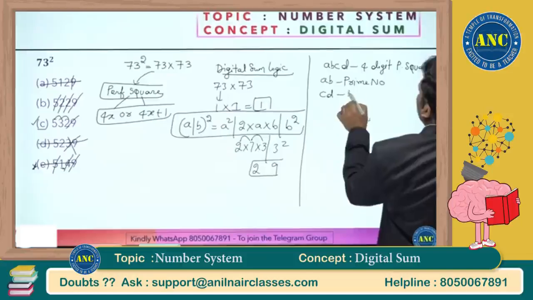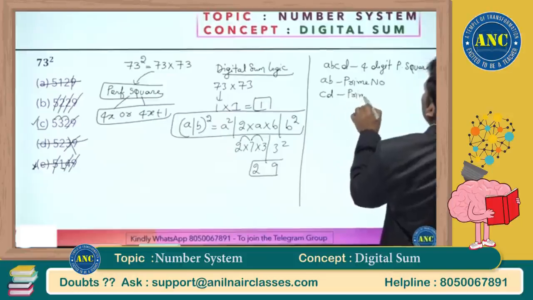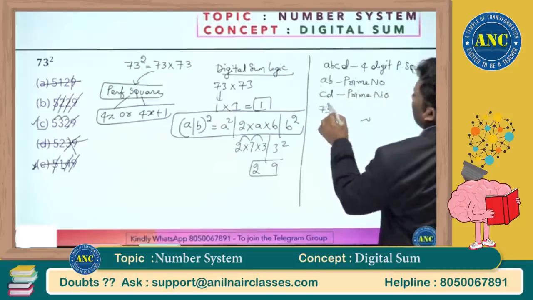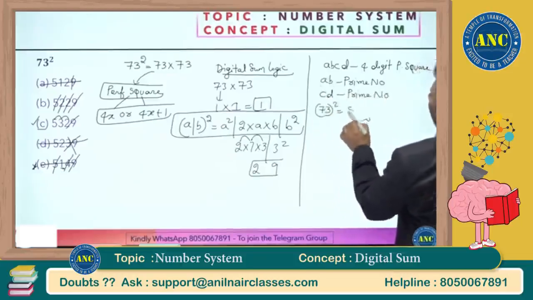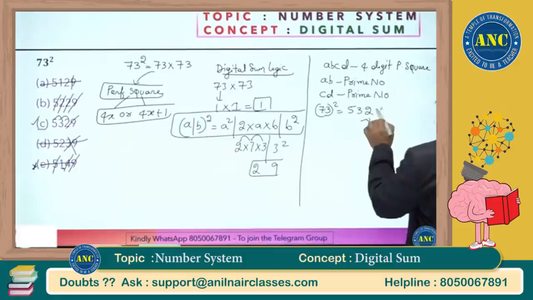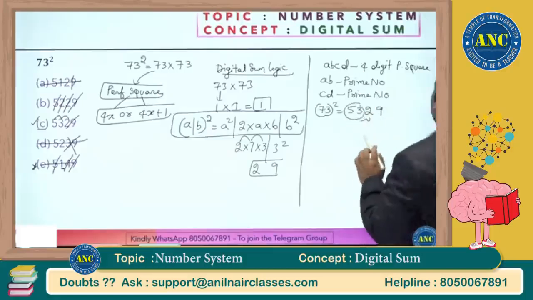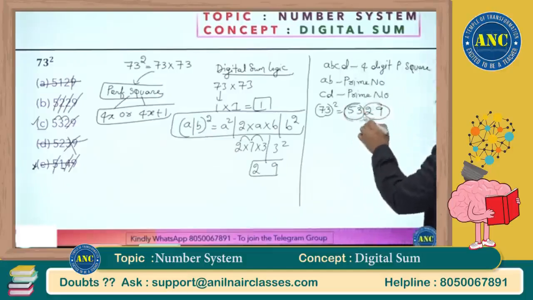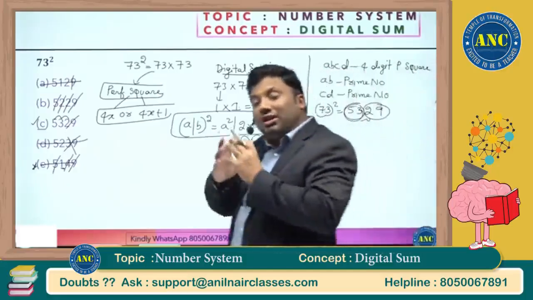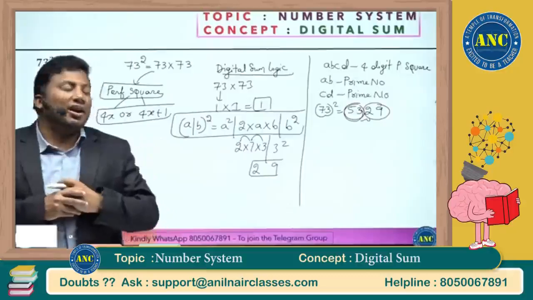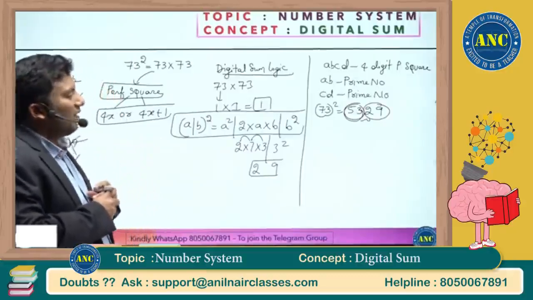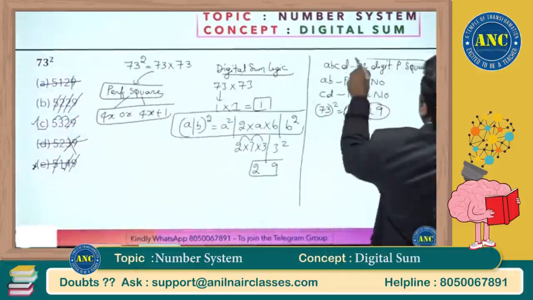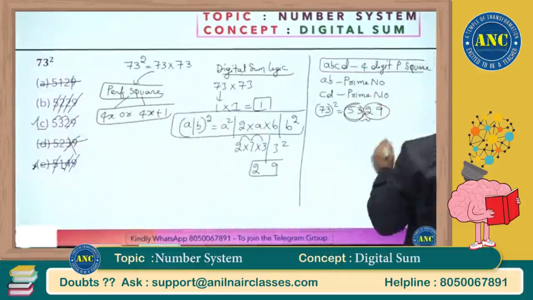And CD is also a prime number. One such number is 73 whole square, which is 5329. 53 is a prime number, and 29 is also a prime number. 5329 is a 4-digit perfect square where the first 2 digits form a prime number and the next 2 digits are also a prime number. We will discuss this question in detail in perfect squares.